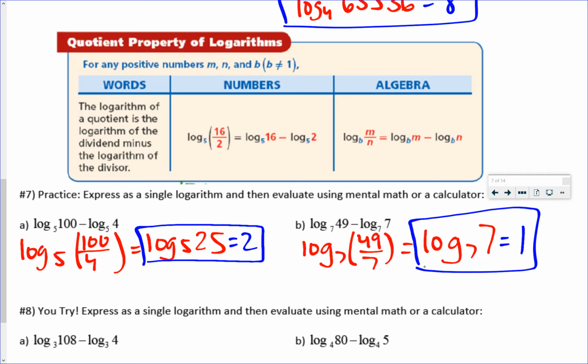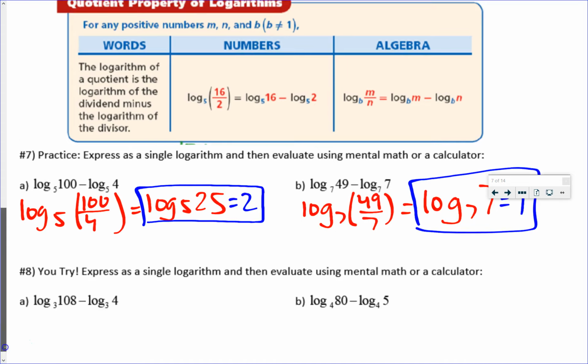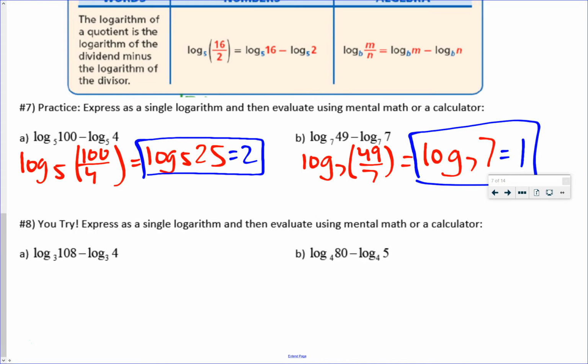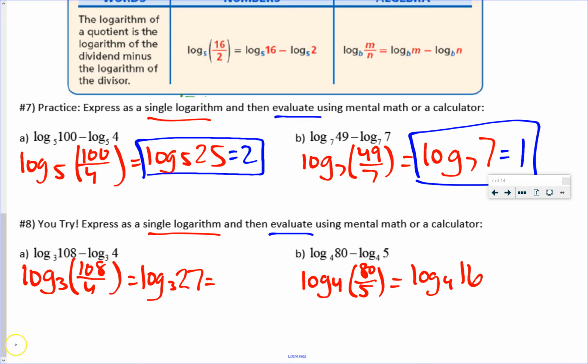All right, so you try 8. All right, so are my problems correct? No. They're halfway correct. They're not done. What did I forget to do? Evaluate. You need both pieces.